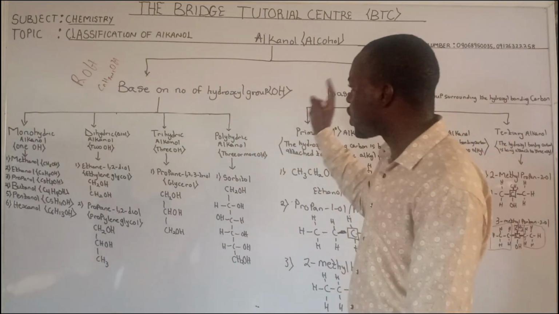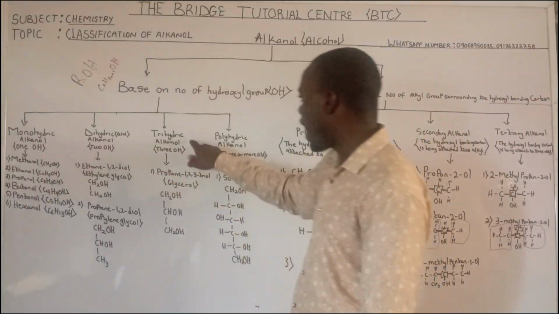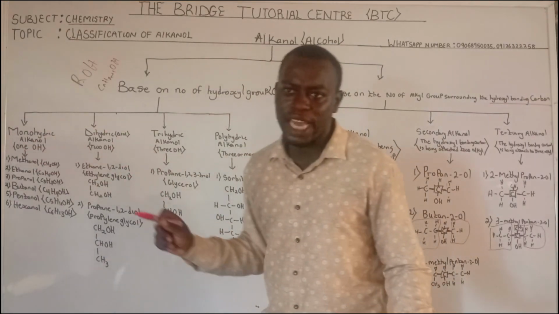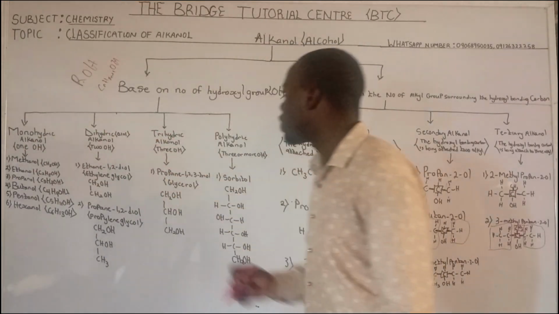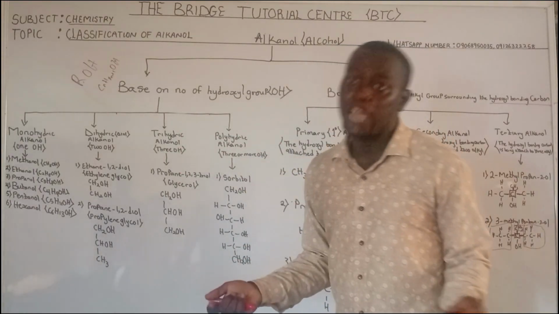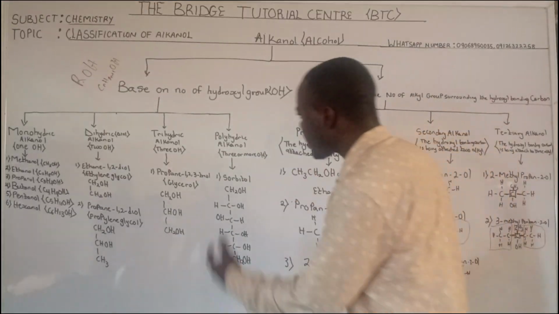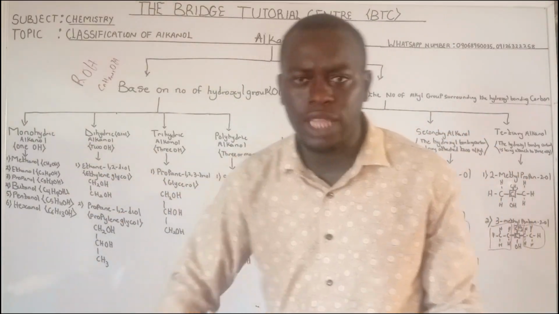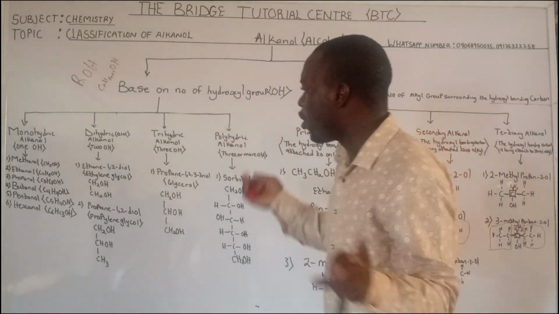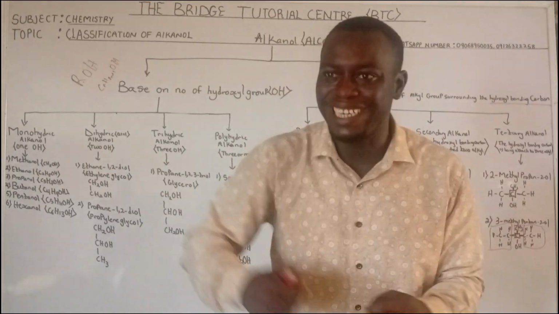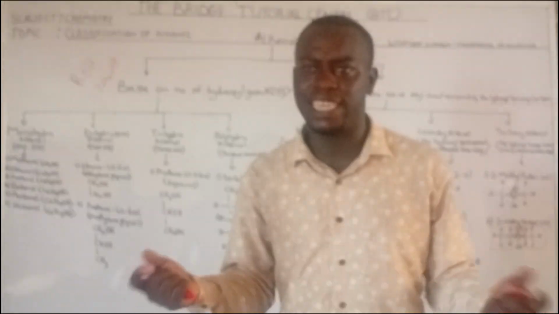Based on the number of hydroxyl groups, we have monohydric, dihydric, trihydric, and polyhydric. Monohydric has one OH, one hydroxyl group; dihydric, two hydroxyl groups; trihydric, three hydroxyl groups; polyhydric, more than three hydroxyl groups. You can see some examples. Your monohydric are the common alkanols like methanol, ethanol, butanol, any common alkanol that you know. As long as there is only one OH, there is nothing like diol, triol, or anything like that.